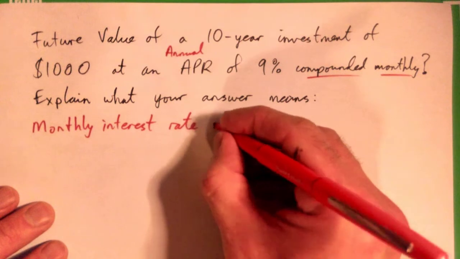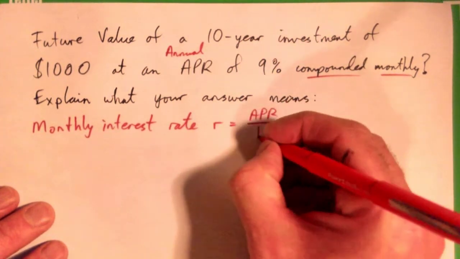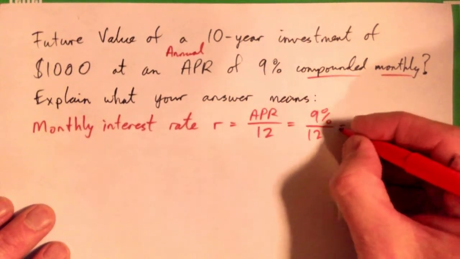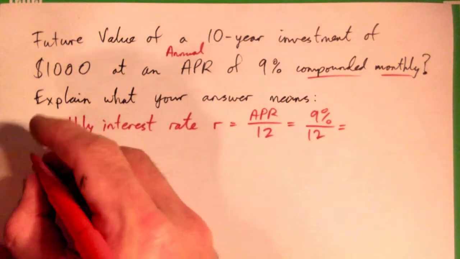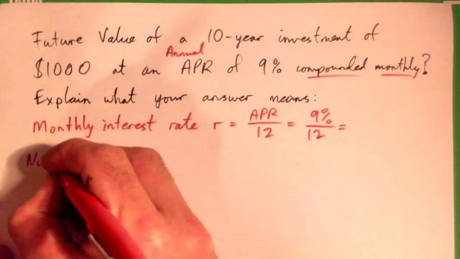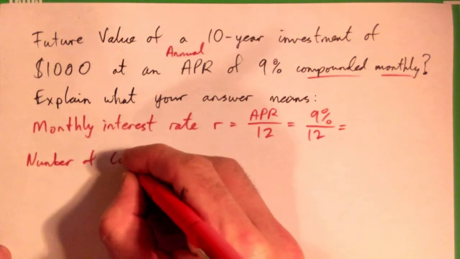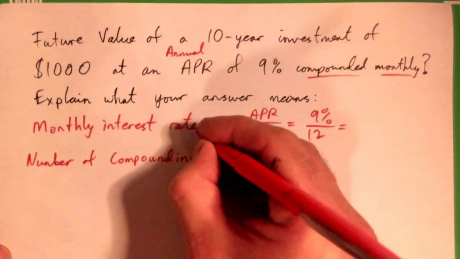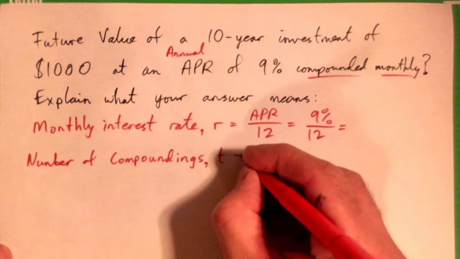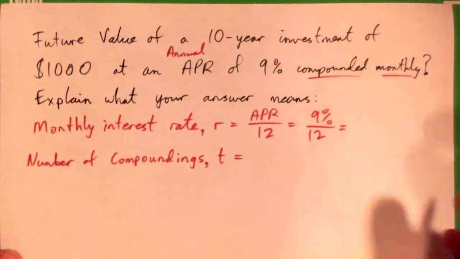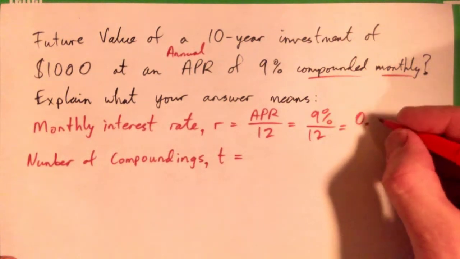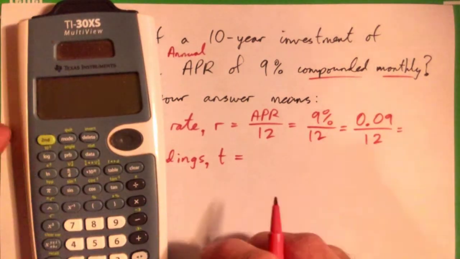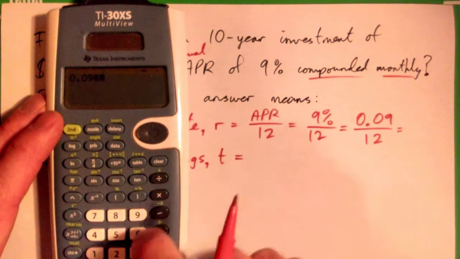Okay. R, which is the APR divided by 12. So take your time. What's that? So you got to get 9% over 12. Take your time. So 9% is 0.09. Divide that guy by 12 and we get lovely.